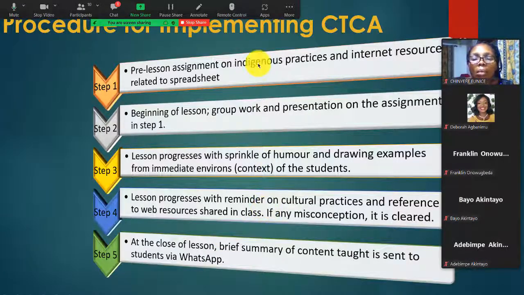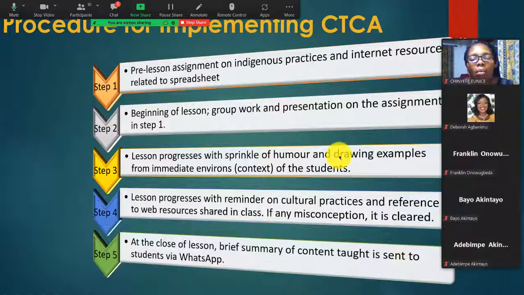Now, what's the procedure for this cultural techno-contextual approach? It begins with some pre-lesson assignment on indigenous practices, and you ask your students to speak with their parents, significant others, look at indigenous practices relating to the concept, and you go check necessary resources for that. When the lesson begins, the students are grouped and they are given assignment relating to step 1. That is, we've asked you to go speak with the parents and with all your friends. So what are the indigenous practices that relate to the topic? So you have them report in step 2.